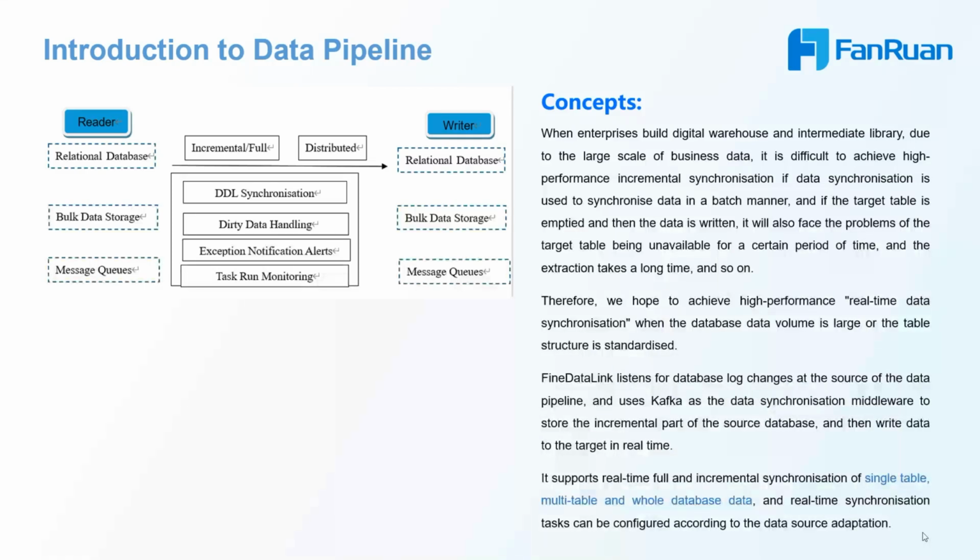It works by monitoring changes in the database logs of the source end and using Kafka as an intermediary to temporarily store the incremental parts of the source database. This ensures real-time data writing to the target end. We can perform real-time full and incremental synchronization for single tables, multiple tables, and entire databases from the data source.